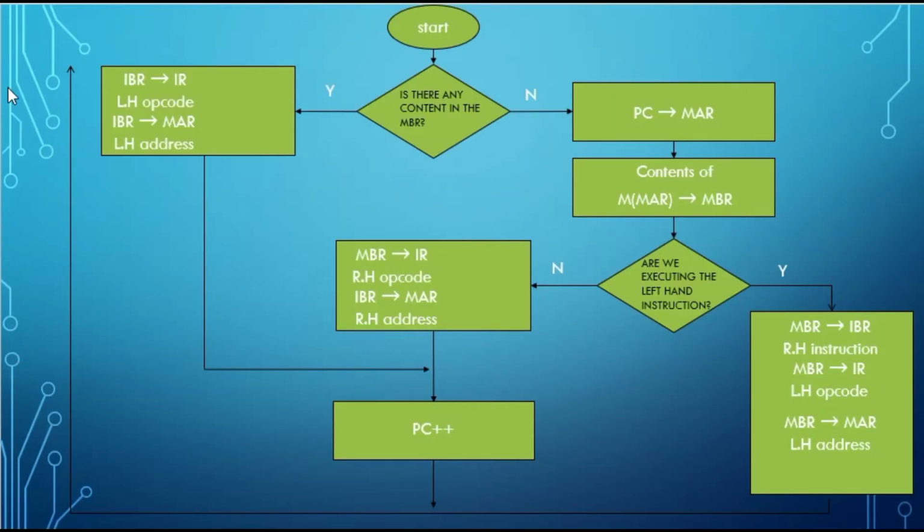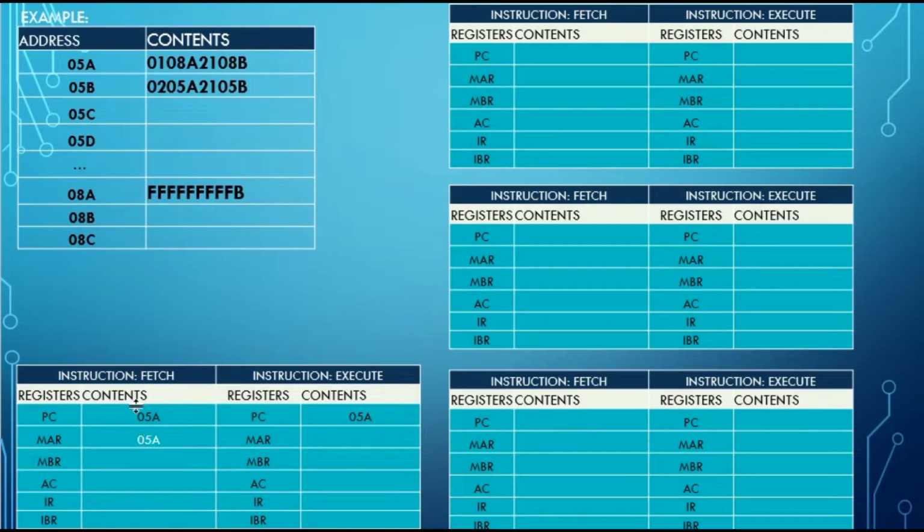Good. Step 2: get the contents of the memory address register and place them into the memory buffer register. The contents of the memory address register is 05A, which is this instruction here. So we have 01, and I'm going to put a space like so, and we're going to say 08A. Then we're going to slash it like so, so that we represent left and right. So we have 21, leave a space there, and we have 08B. The reason I've left spaces here is to differentiate opcodes and addresses, and the reason I've put the slash there is to differentiate between the left instruction and the right instruction.